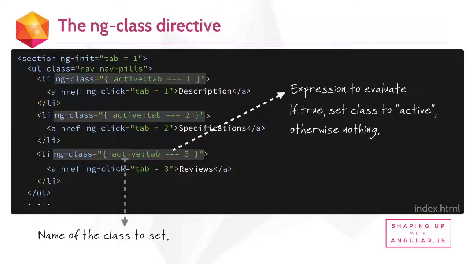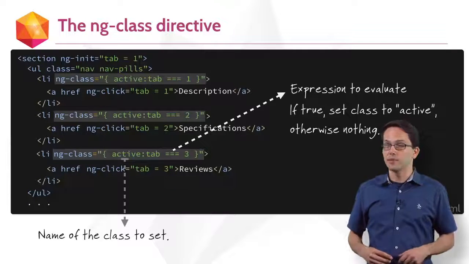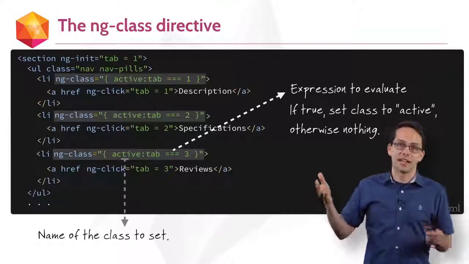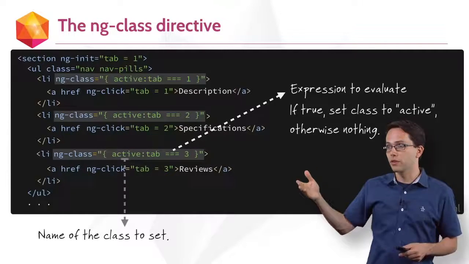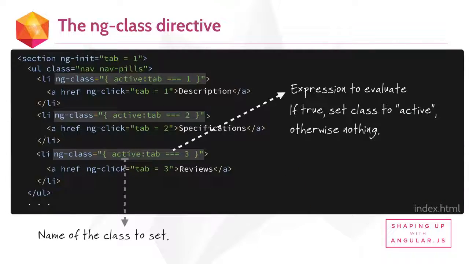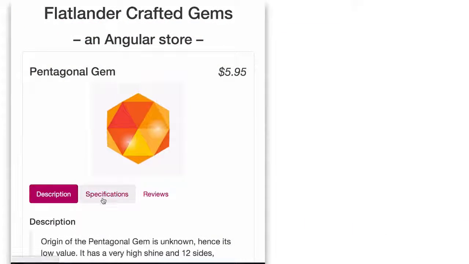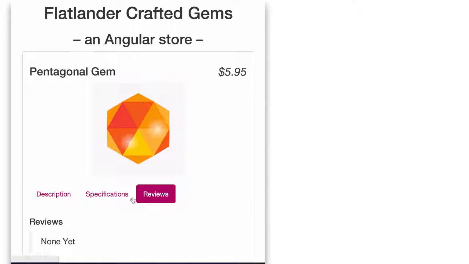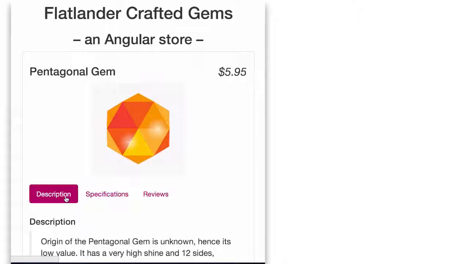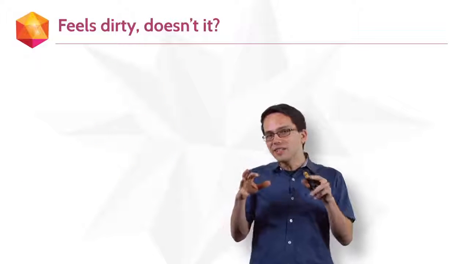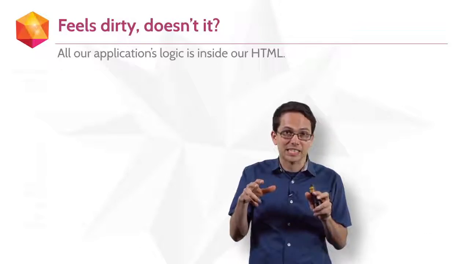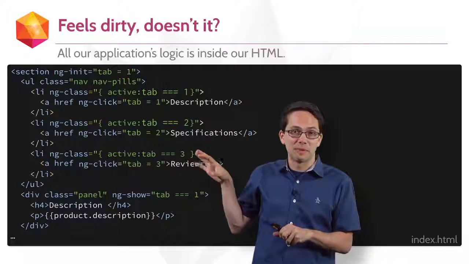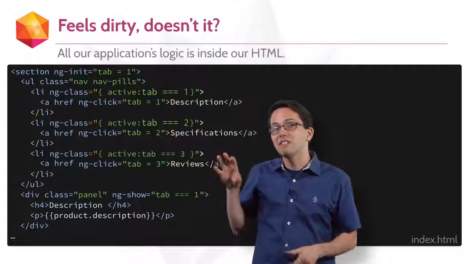In our case, we're going to check to see if the tab is equal to 1, and if it is, we'll set the class to active. And then, of course, 2 and 3 for the other tabs. Then back in our browser, you can see that our tabs are now using the active class properly. Much nicer. If it's starting to feel a little bit dirty, a little bit wrong, that you're putting all of this logic inside your HTML page, well, you're kind of right.